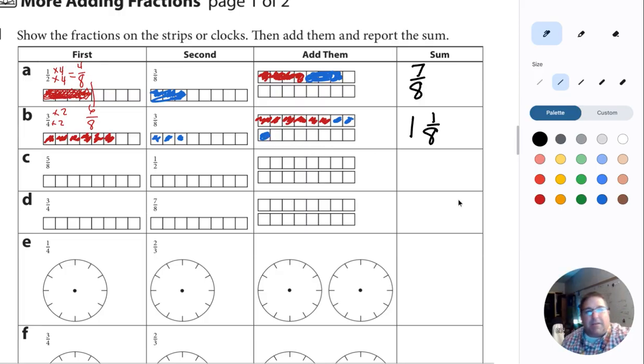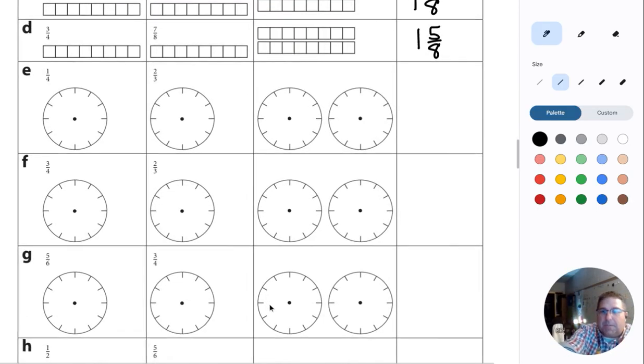I'll give you guys the final answer on these. But I need to see how it worked out. So this is also going to be 1 1/8. And this is going to be 1 5/8. So make sure we understand how we got there. But those are the final answers if you want to check it.